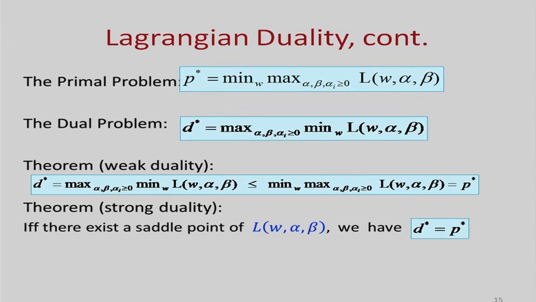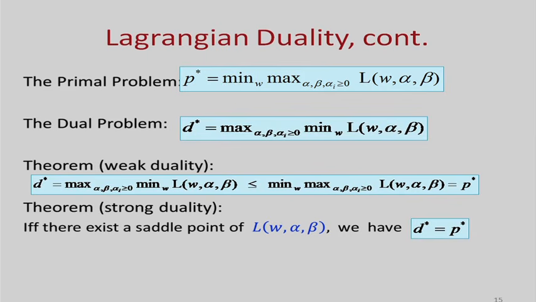And the dual problem is where we just swap the minimum and maximum. So, we take the max over alpha beta, minimum over w, of L(w, alpha, beta). This is the dual formulation and it has the solution D star.